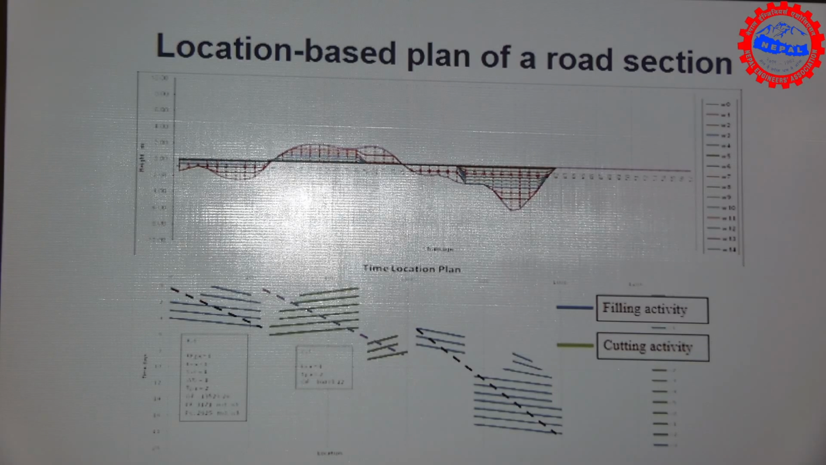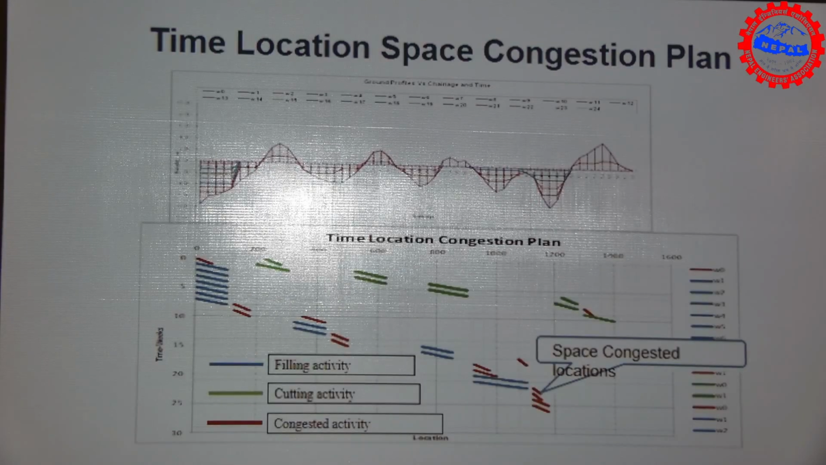If you're working in road construction, you can plan which chainages tomorrow you need to send, and what type of equipment you need to send weekly or on a daily basis. If you look at some of the red color you can see here, that is called space congestion. You cannot allocate additional resources because the equipment does not have enough space to work. And the program will tell you that whatever set of equipment you have is not sufficient for working on that.